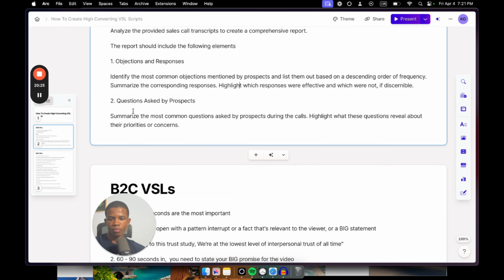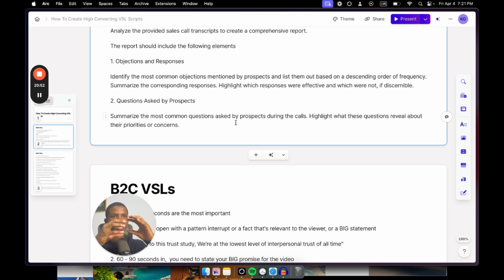Number 2, questions asked by prospects. This is very important. Summarize the most common questions asked by prospects during the calls. Highlight what these questions reveal about their priorities or concerns. When you put this into ChatGPT with the 10 call transcripts, you're going to get the objections and the questions, and sometimes the questions are going to be very similar to the objections, but it's also going to give you more context into the actual questions that these prospects asked on the call.